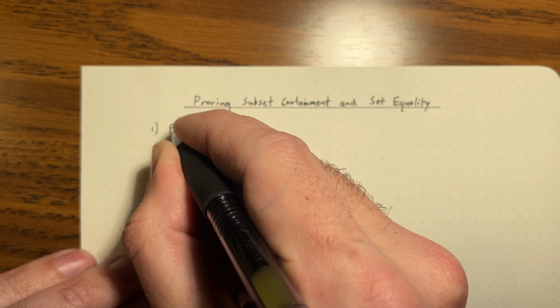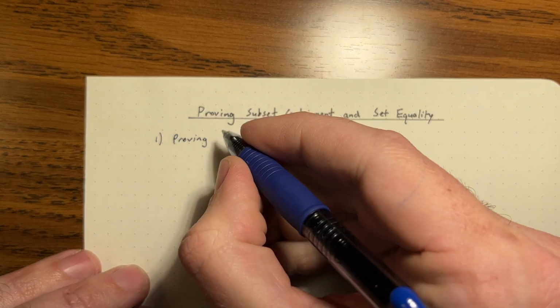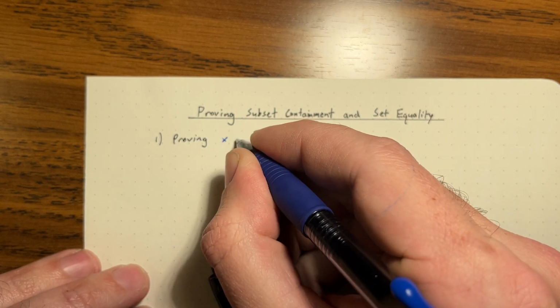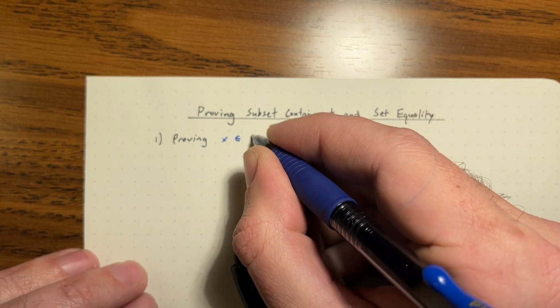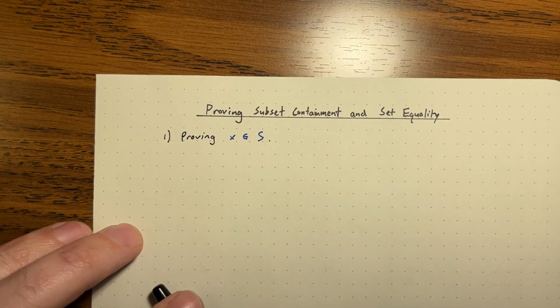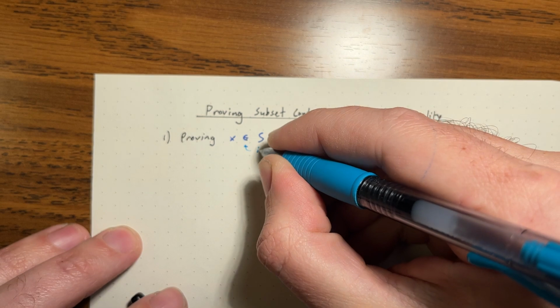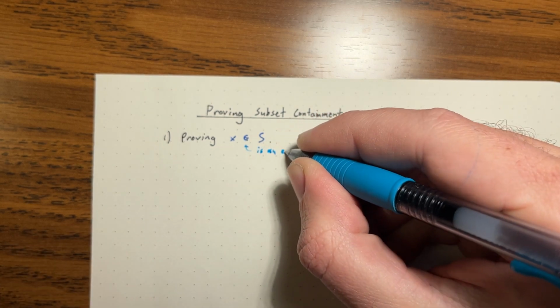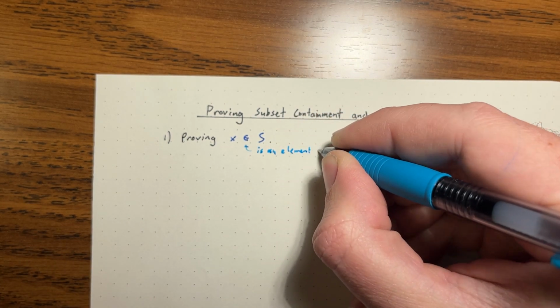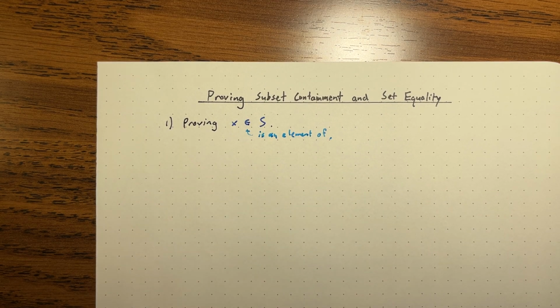So this is proving that something is an element of a set. Remember, this is our symbol for "is an element of." Okay. So how would you prove that something is an element of a set?